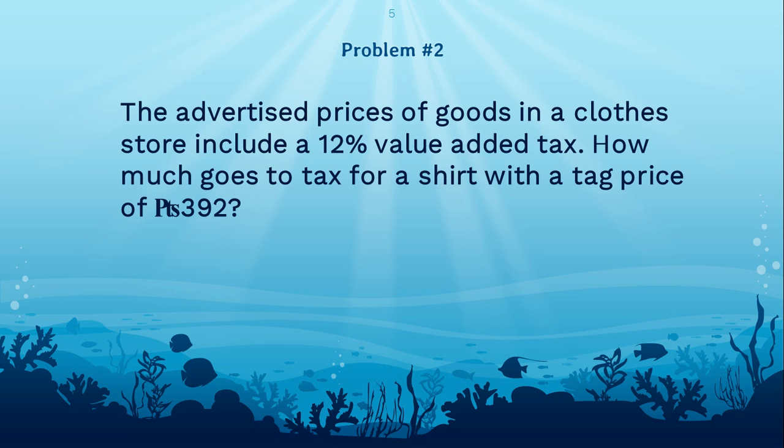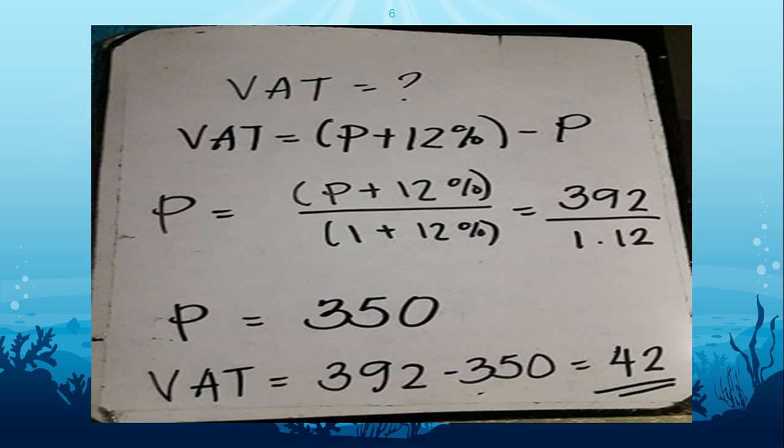Now in this problem, we're given the selling price of a shirt, which is 392 pesos, and the value added tax rate of 12%. So here we are asked to find the amount of the value added tax with a rate of 12%.